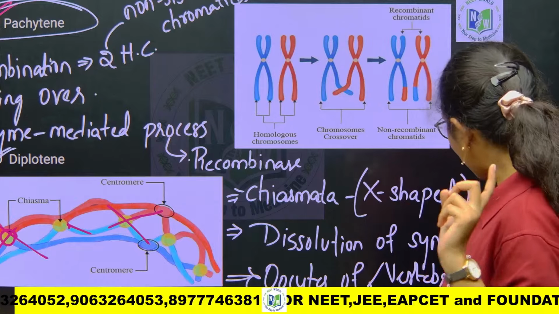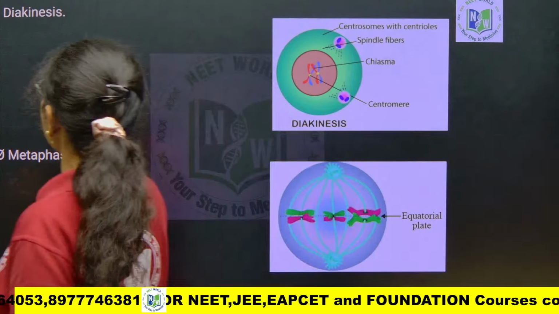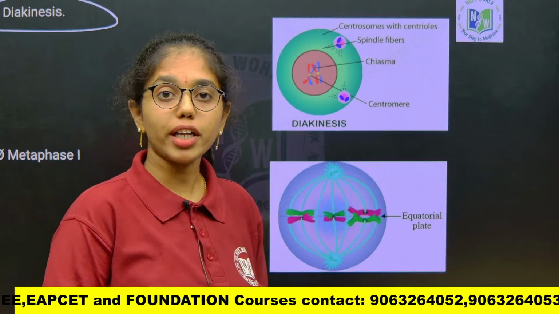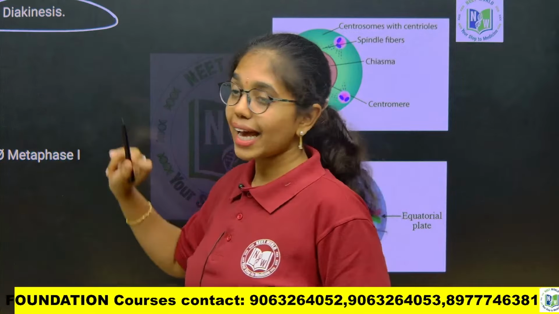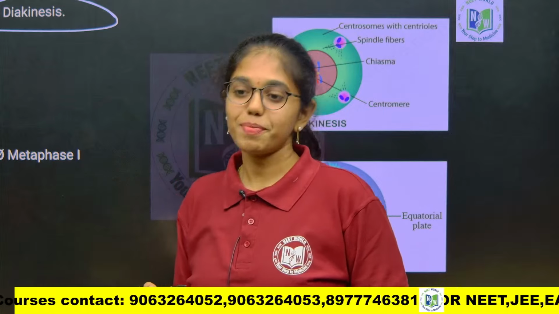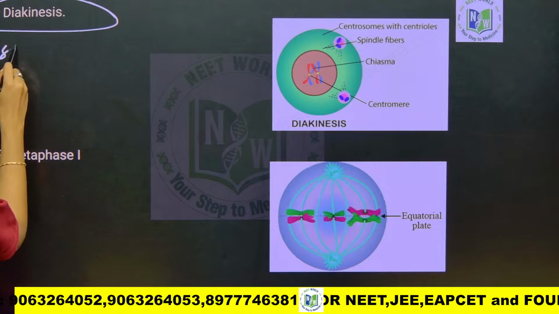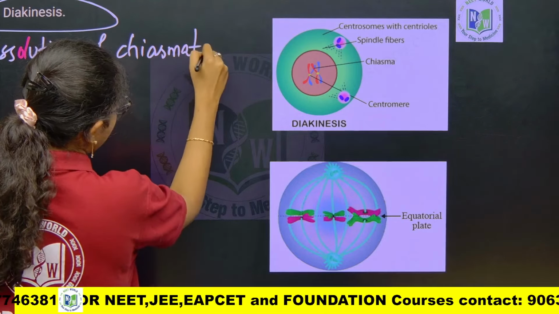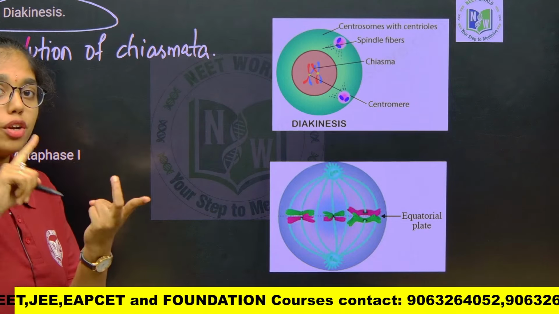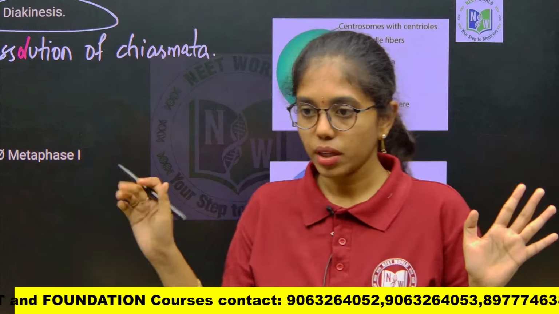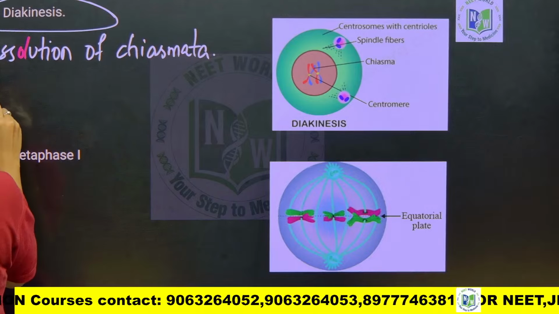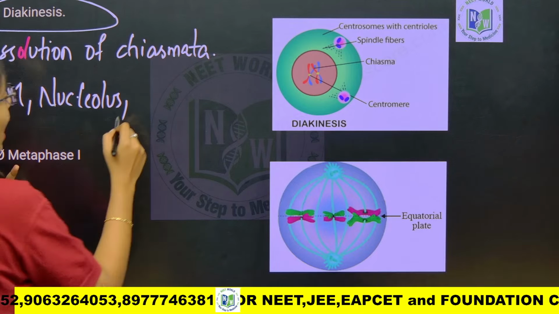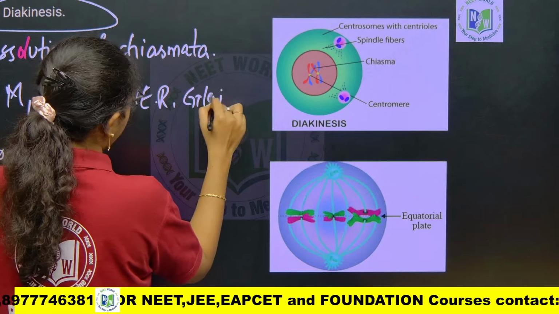Pachytene and diplotene are done. Now, the last substage of prophase I is diakinesis. In diakinesis, dissolution of chiasmata will happen. In diplotene, what was happening? Dissolution of the synaptonemal complex. But in diakinesis, dissolution of chiasmata takes place. And here in diakinesis, the nuclear membrane, nucleolus, endoplasmic reticulum and Golgi bodies will disappear completely.